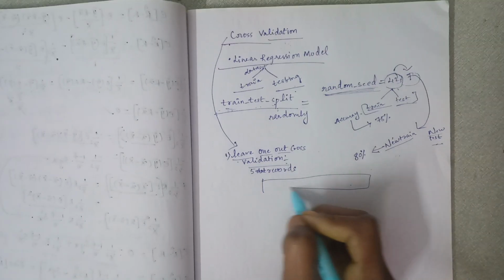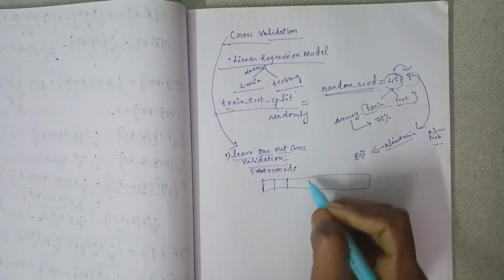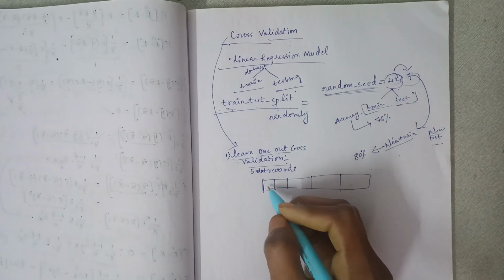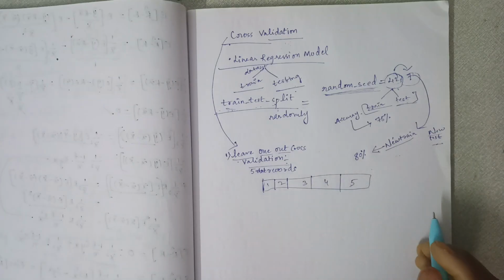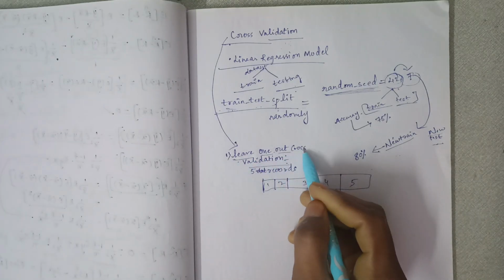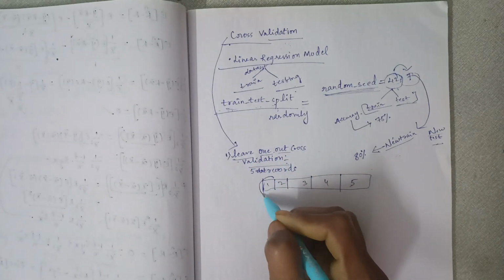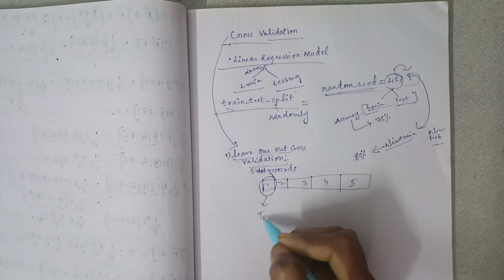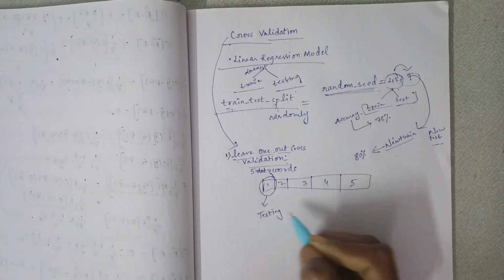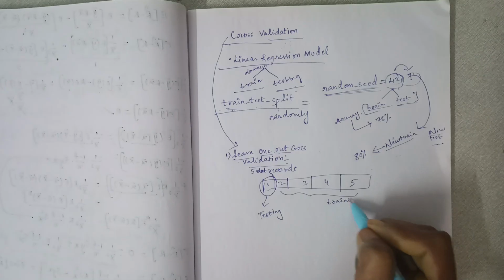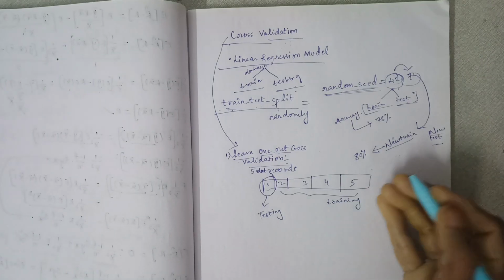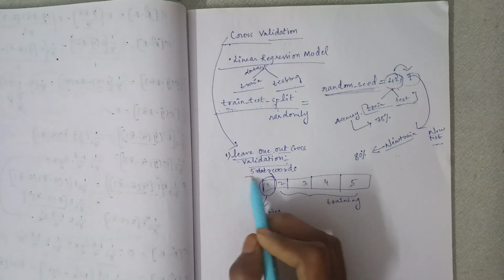Let the 5 records be 1, 2, 3, 4 and 5. These are the 5 records you have. It is the leave one out condition, which is nothing but we leave this one record for testing and the whole rest for training.